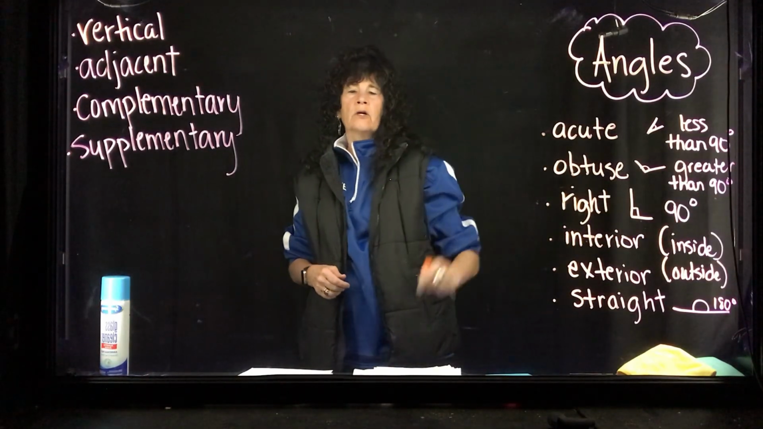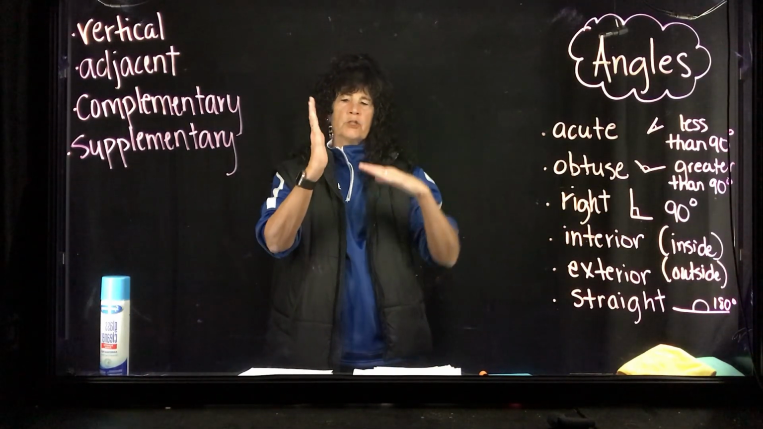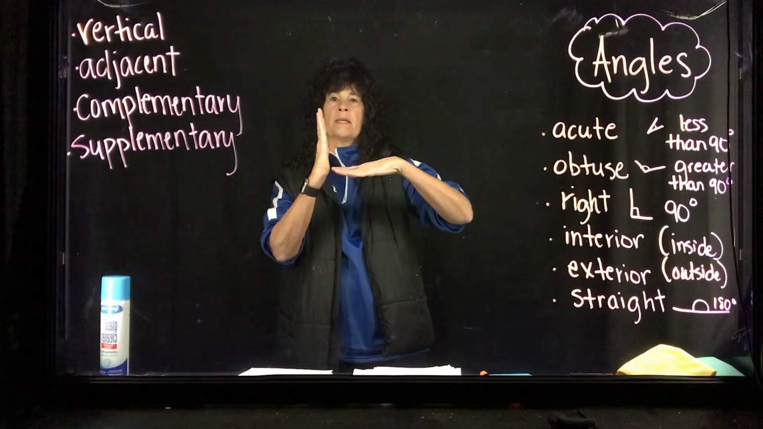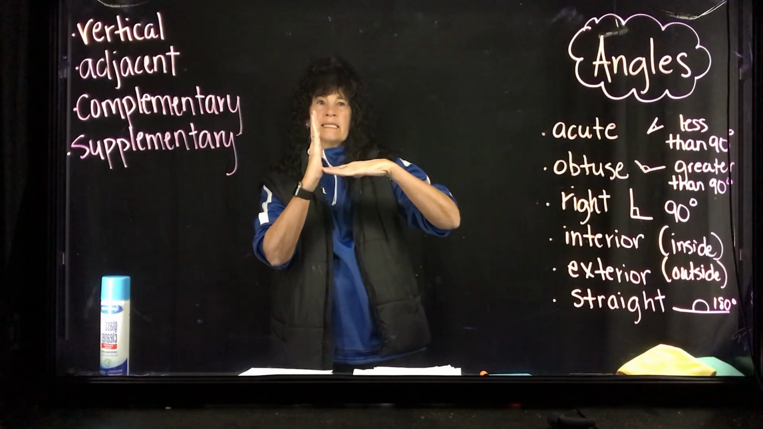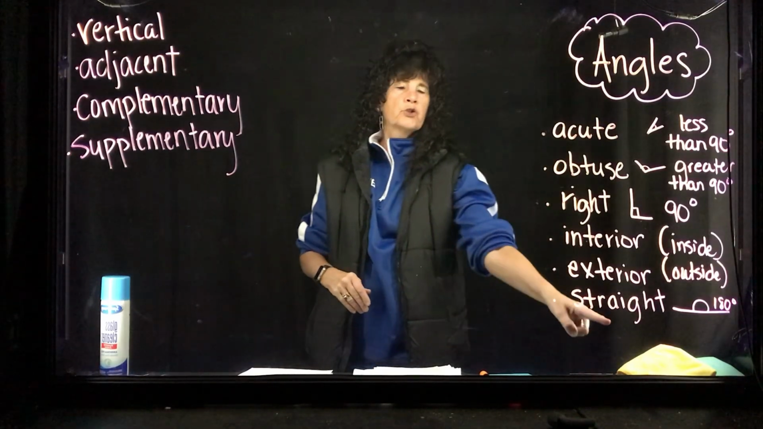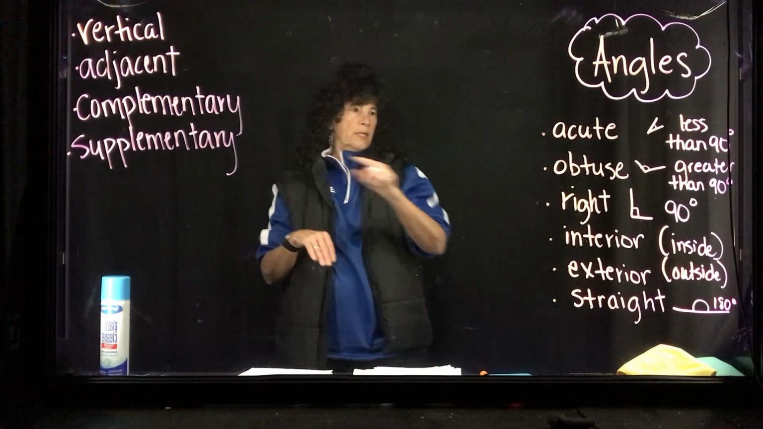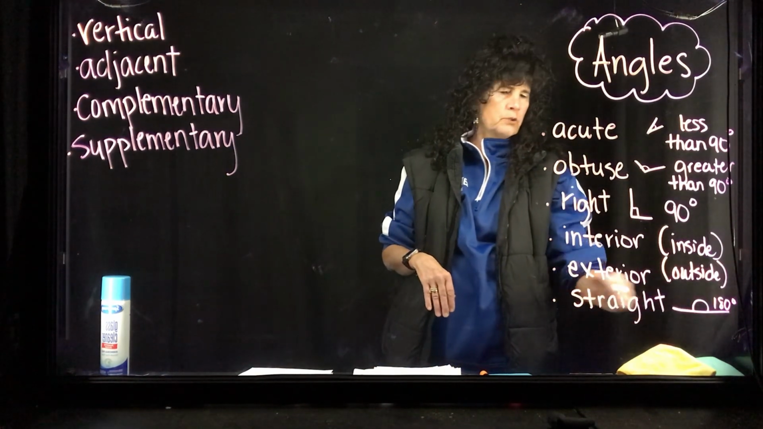A right angle is when two lines intersect each other and they are perpendicular to each other, forming a 90-degree or right angle. A straight angle is just a straight line, and that is 180 degrees, as I drew here.